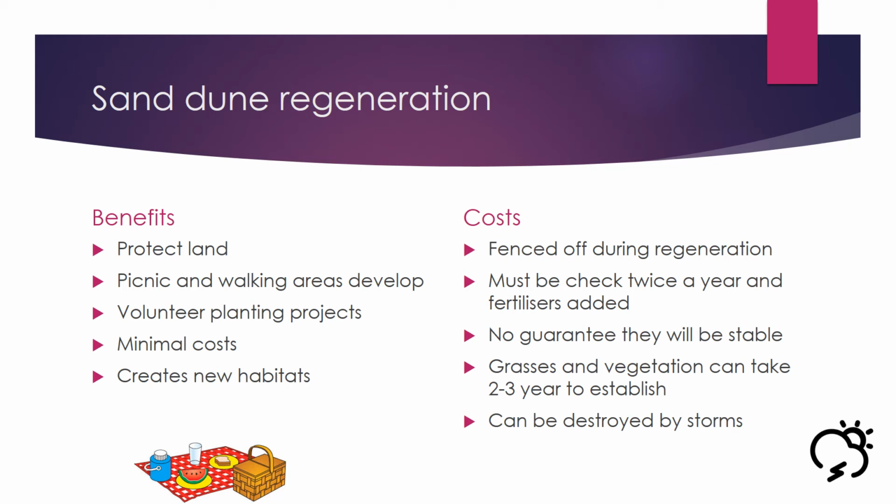However, during the regeneration, the sand dunes are fenced off for protection from people trampling over them. The dunes have to be maintained and checked at least twice a year. Some sand dunes will never stabilise, and the vegetation can take between 2 to 3 years to establish. Therefore, this strategy can be very time constraining. Finally, a storm can damage and destroy dunes.